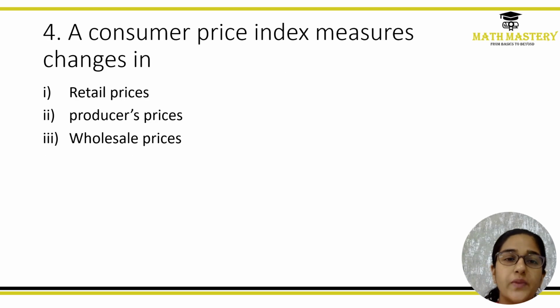Question number 4. A consumer price index measures changes in. The answer is 1, retail prices, because a consumer price index measures the cost of living of a consumer. So it will always take into account retail prices. Wholesale prices are used to calculate the inflation rate in the country, which is at a macroeconomic level. So for a CPI index, the answer to this question is 1, retail prices.